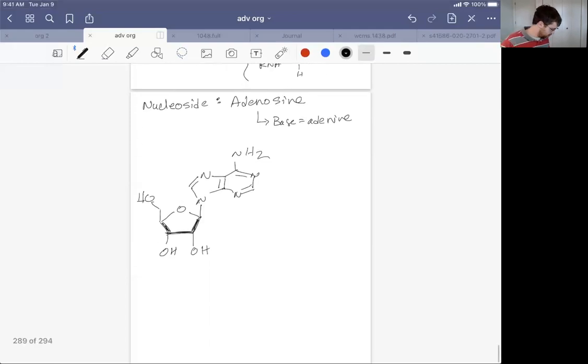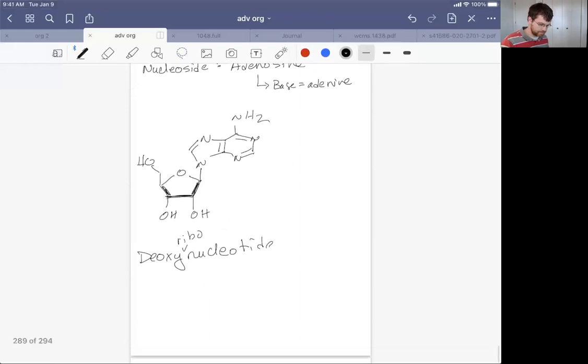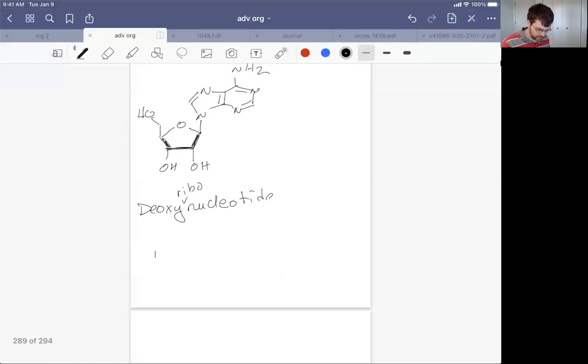We could have, let's do a deoxy one. So this is a ribonucleoside, excuse me. Let's do a deoxy nucleotide. I suppose I need the word ribo in there. Okay, so if we have a deoxynucleotide, we've got a phosphate core.